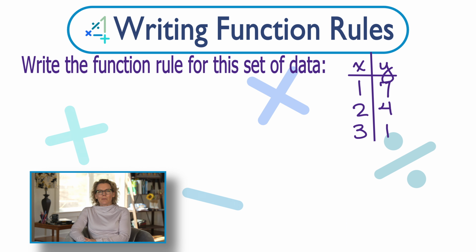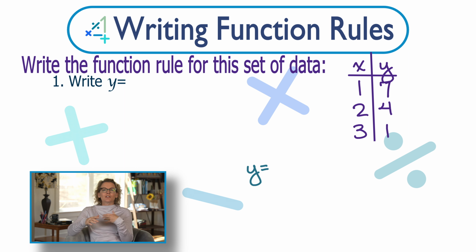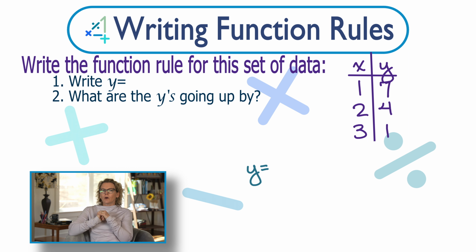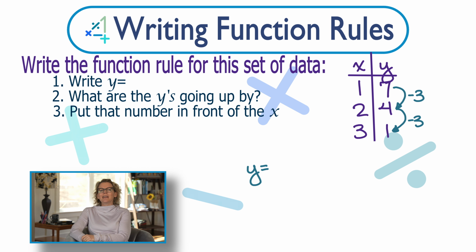Here's one more example that shows one little twist they can throw at you. What's the function rule of 1, 7; 2, 4; and 3, 1? No need to panic. We have a strategy that will work. First, we write y equals. Next, what are the y's going up by? 7 goes to 4, so it is going down by 3. Same for the next point. Because each term is going down by 3, this time we put negative 3 in front of the x. We have y equals negative 3x.